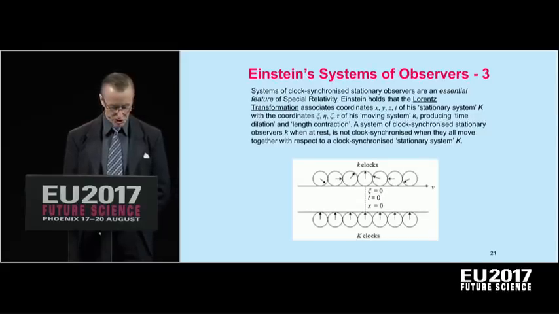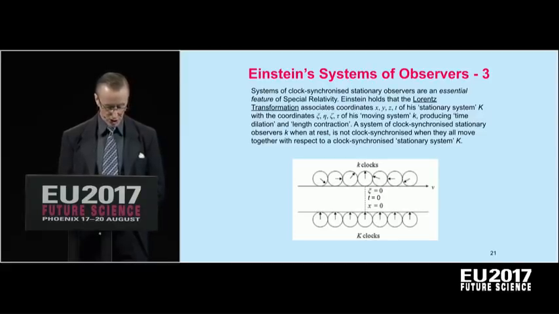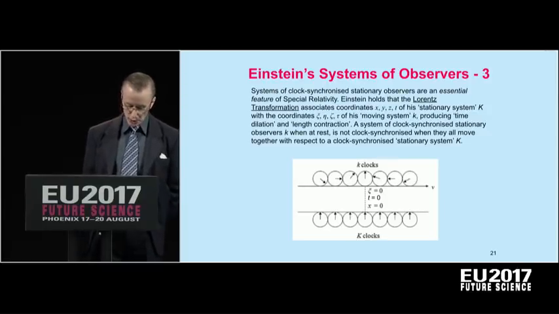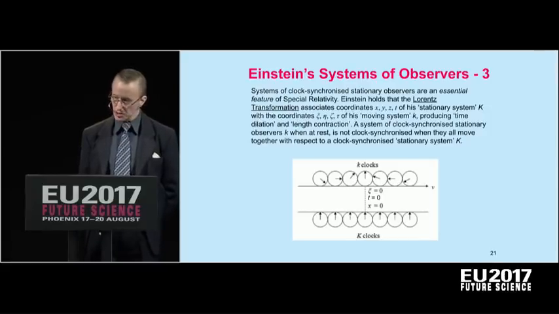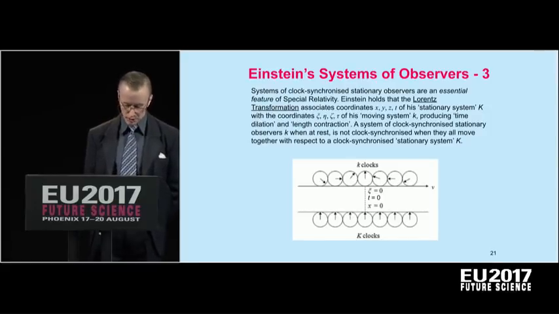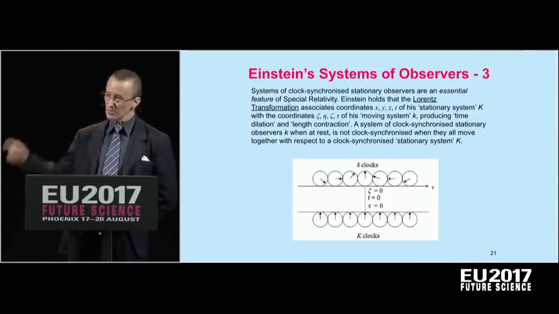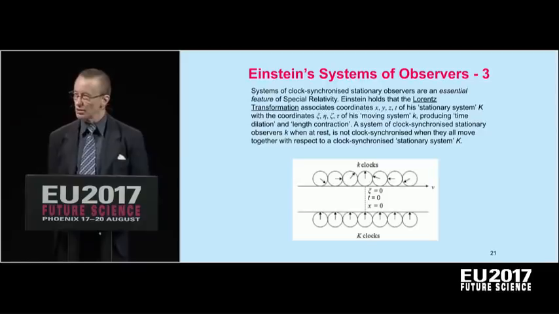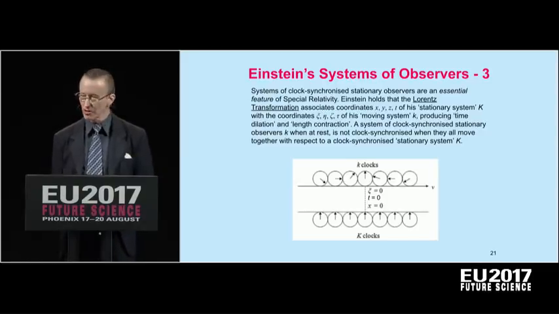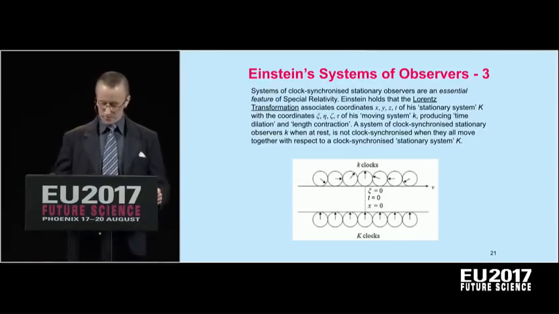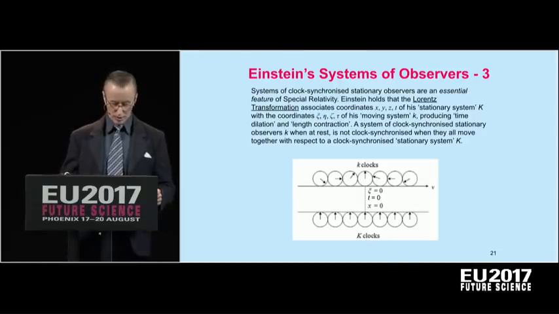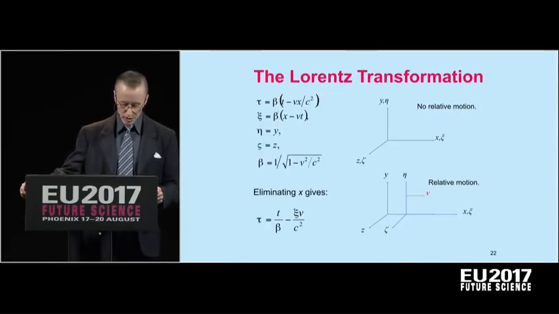A system of clock-synchronized stationary observers, little k, when at rest, is not clock synchronized when they all move together with respect to a clock-synchronized stationary system K. So in other words, if you're in the big K system, where all your clocks are reading the same time, and you look at the clocks as they all pass you, held by other stationary systems in their system, it all goes haywire. All the clocks are reading different things. So it becomes mind-boggling. So now we're going to look at the Lorentz Transformation.